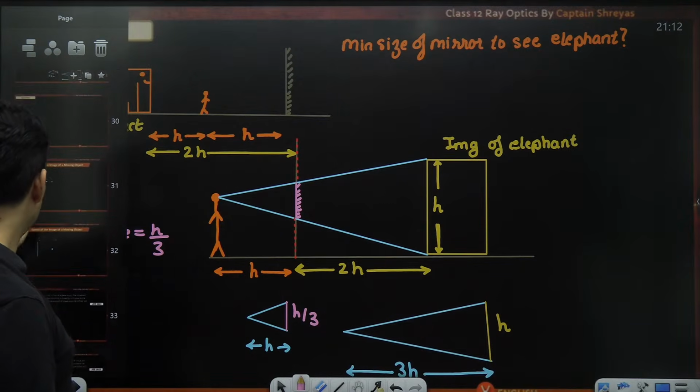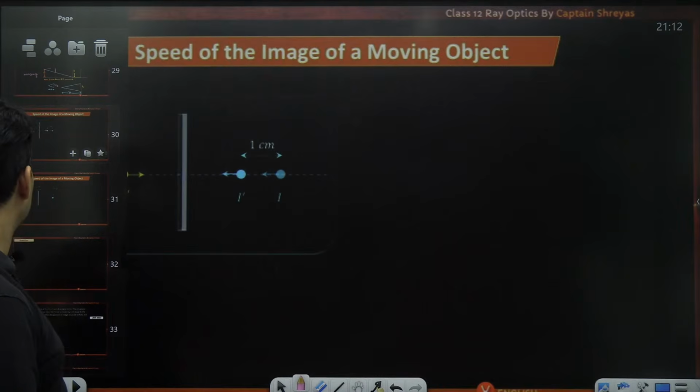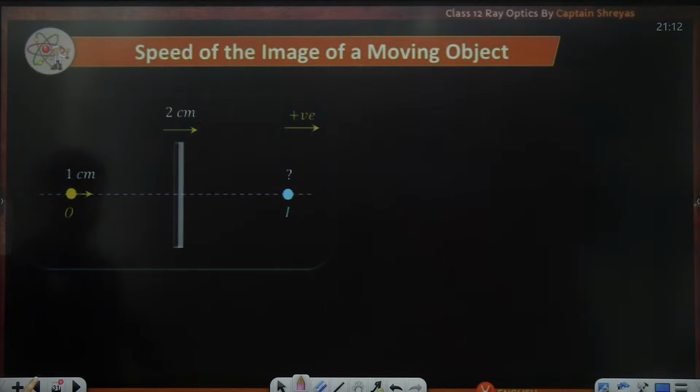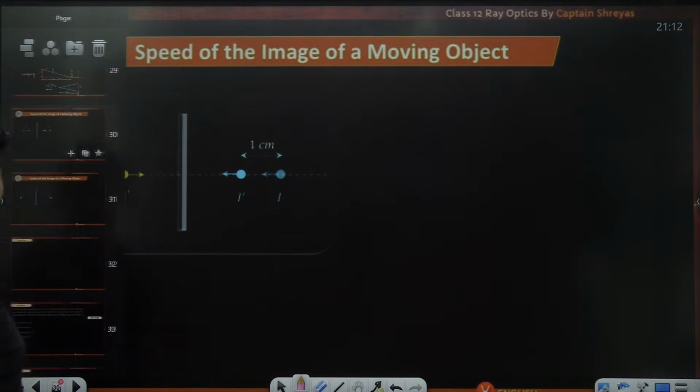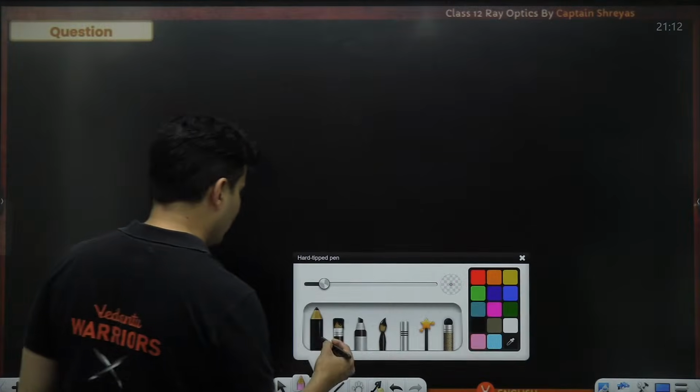Okay. So now we will move to this particular concept of speed of the image and speed of the object and all of that kind of questions. So this particular concept, let me explain this to you. It's not really a theory.